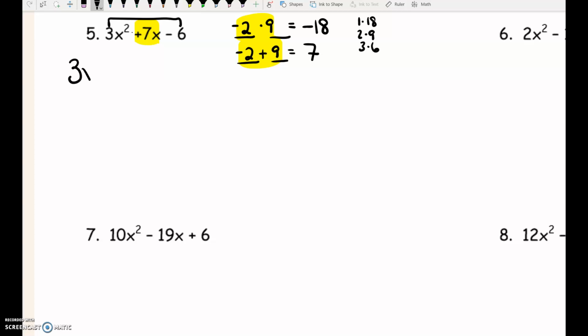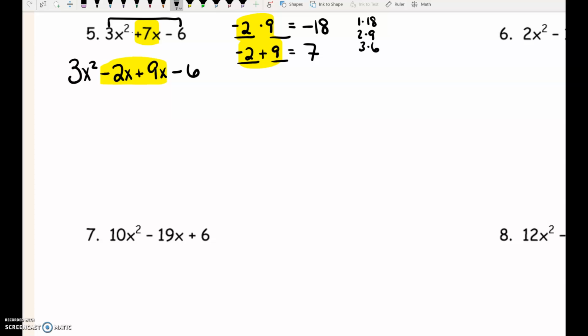So we have 3x squared. Here's the crazy thing. The order that you put these does not matter. It will work no matter what order you put them. So I'm going to do negative 2x plus 9x minus 6. Okay, so these two terms, if you add those together, it is still 7x. We haven't changed the expression. We just took that middle term and split it up using that pair of numbers that we found.